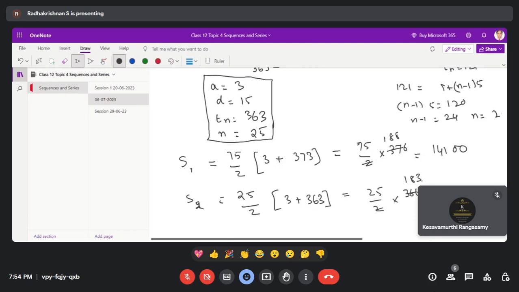This is 25 into 183. You put it as 100 divided by 4. So 183 divided by 4 is 45.75. Now you subtract. 9,525.